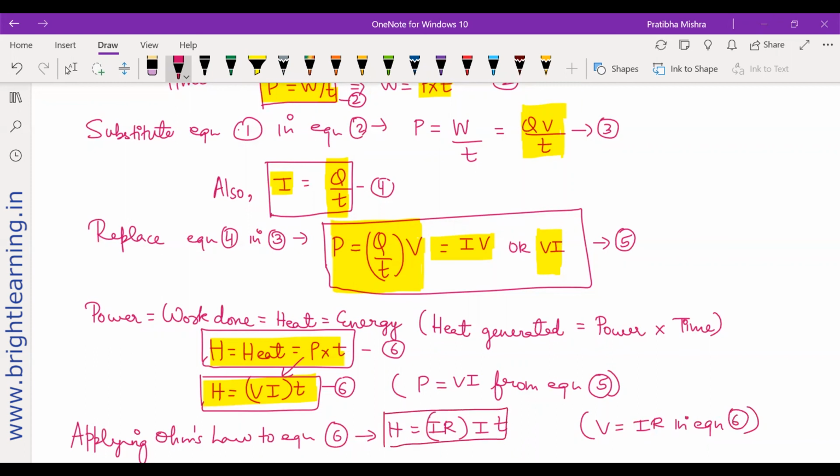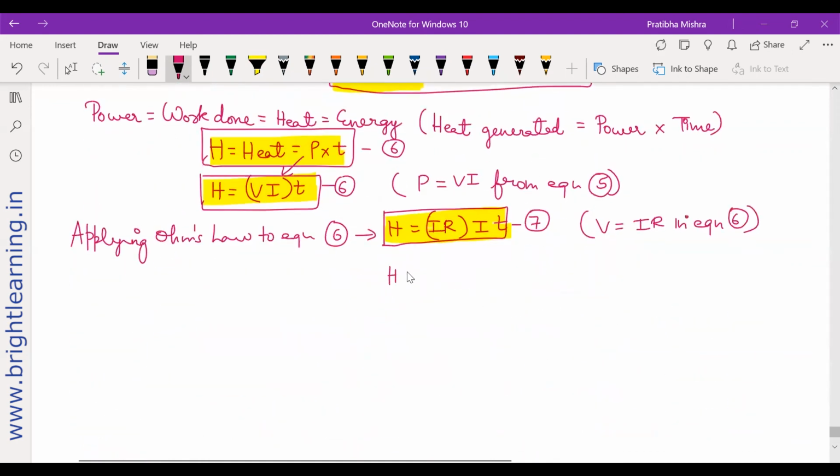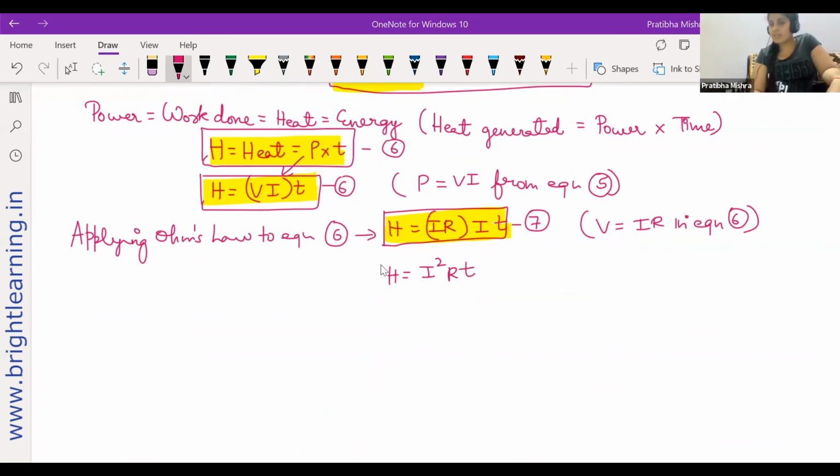The final equation is equation number 7 here. This is how you will get it. What is this called as? How many times is I coming? 2 times. So it will become I square, I to the power 2, in maths. This is what we have learned. I square RT. What is this? Joule's law of heating, given by the scientist Joule.